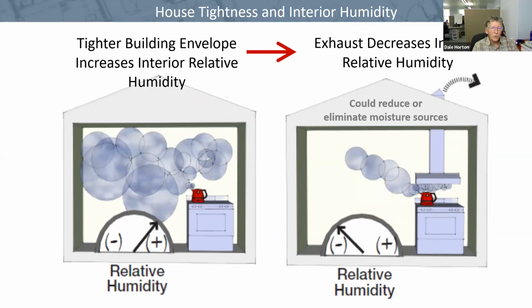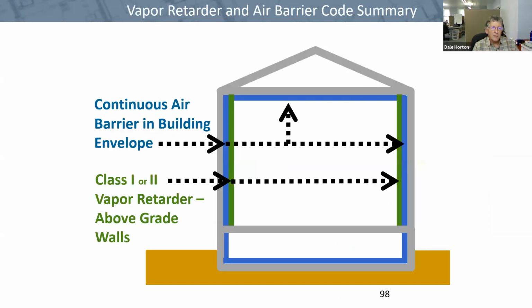Another way of dealing with water vapor in a building is through exhausting it. Even though you have the same amount of moisture being produced, you won't see the same relative humidity if you exhaust the air. Essentially the requirements for exhaust ventilation are dealing with this reality. So the codes address both a continuous air barrier and a continuous vapor retarder.